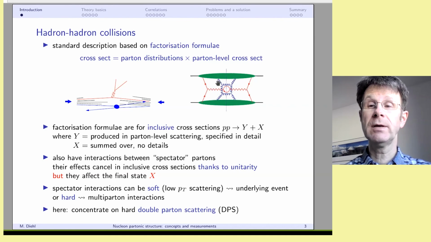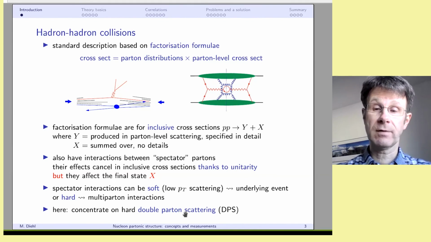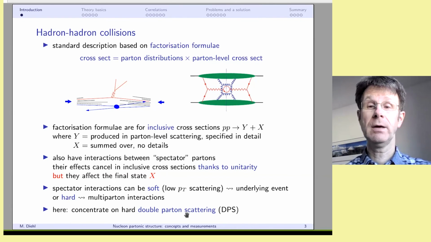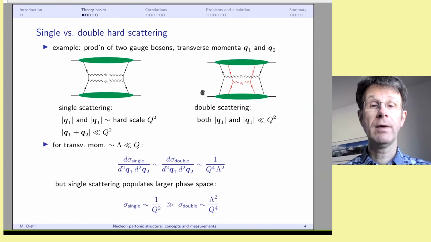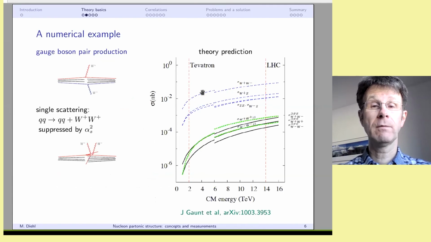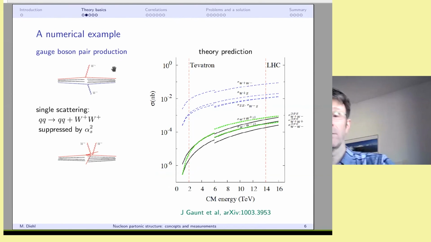Now, you can turn this into part of what you want to measure. On the condition that this is, again, a hard scattering, you can think of this as two hard scatterings taking place in the same PP collision, which is what is called double parton scattering. And the idea now is that you can try and see, do we have a similar factorization for this as we have in the case of a single hard scattering? And the answer is yes, you do. Let me skip over this and right away give you an example of where this double parton scattering is important.